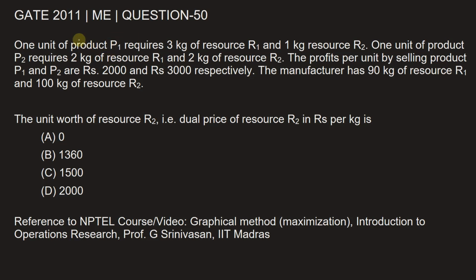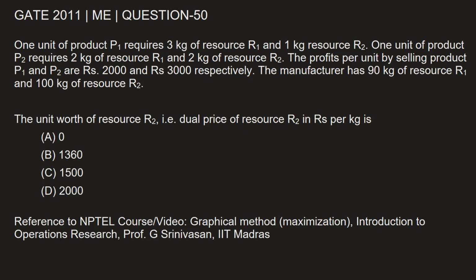This question is from GATE 2011 Mechanical Engineering paper, question number 50. 1 unit of product P1 requires 3 kg of resource R1 and 1 kg of resource R2. 1 unit of product P2 requires 2 kg of resource R1 and 2 kg of resource R2. The profits per unit by selling product P1 and P2 are rupees 2000 and rupees 3000 respectively. The manufacturer has 90 kgs of resource R1 and 100 kgs of resource R2. The unit worth of resource R2, that is, dual price of resource R2 in rupees per kg, is?